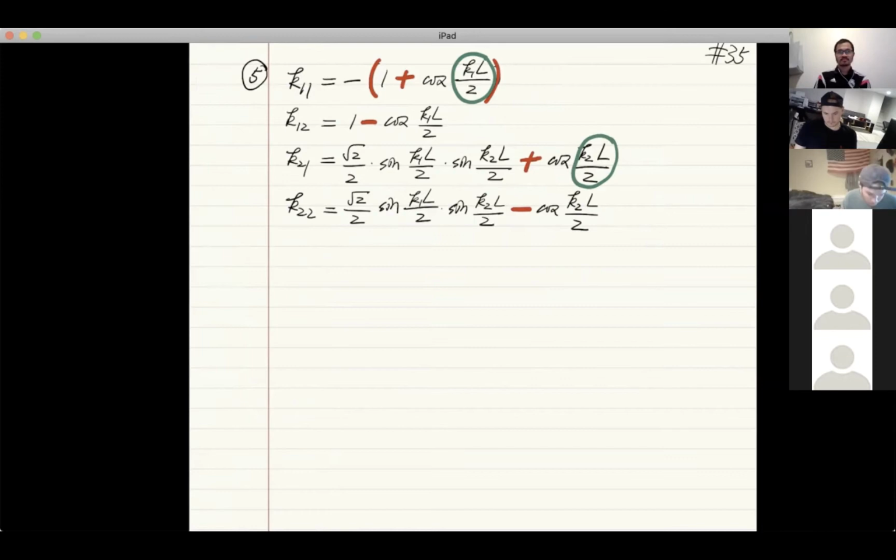Remember we found the relationship between K1 and K2, right? So how are K1 and K2 related? Anybody remember? Square root of 2. Yes, square root of 2. That means K1 is what? Square root of 2 times K2. So the whole thing is actually just K1 dependent, correct?